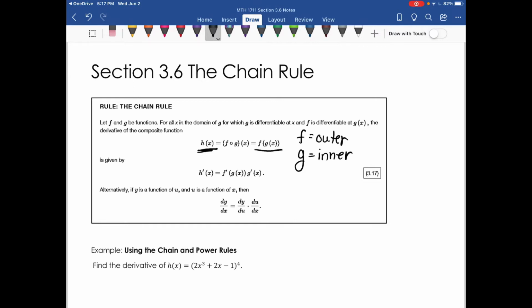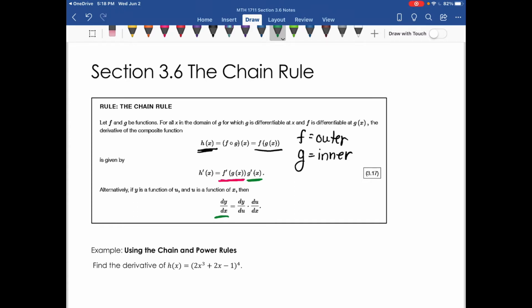f is the outer function and g is the inner function. When you take the derivative of a composite function, you take the derivative of the outer function evaluated at g of x. So that g of x remains plugged in, and you take the derivative of f as usual, but then you have to multiply by the derivative of the inner function. So you multiply by the derivative of g of x.